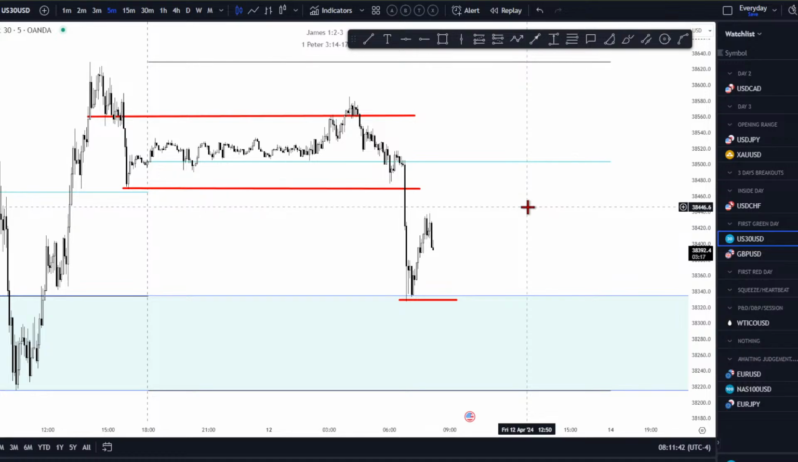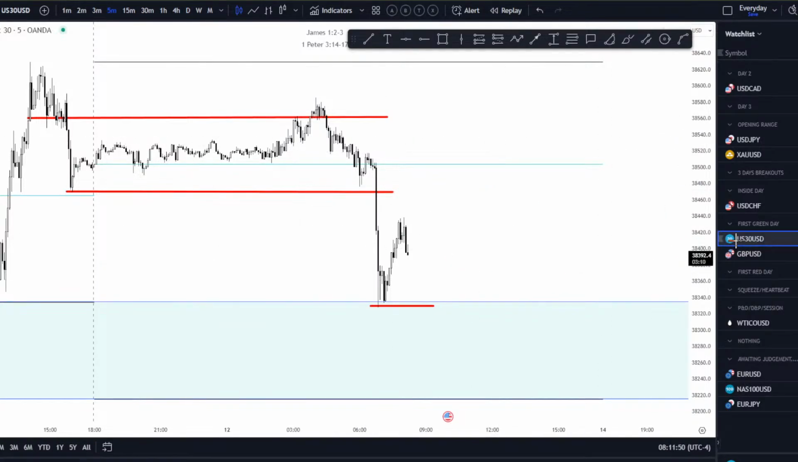So, US 30, I'm liking this. I think it's got a lot more development to go before actually looking to take the trade, but this is a pair that I would like to watch today based off that first green day.